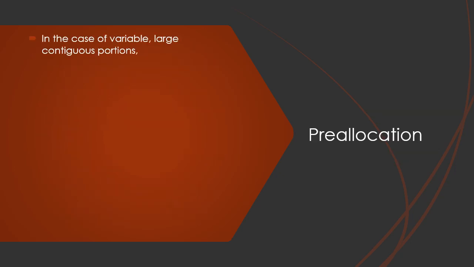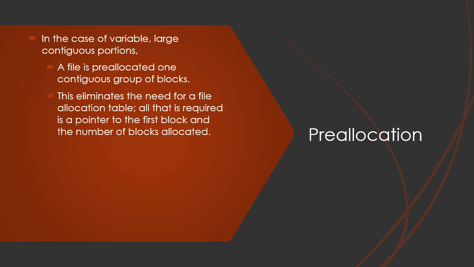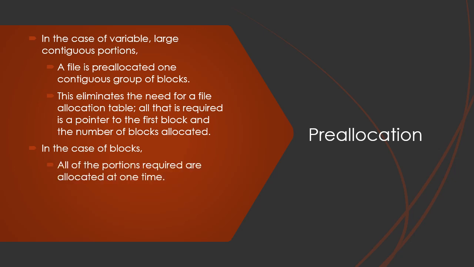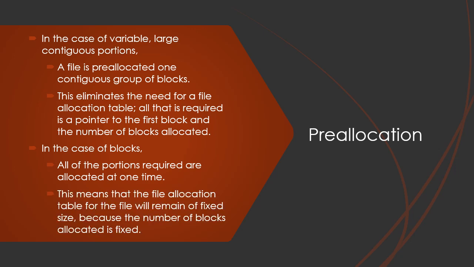Pre-allocation. In the case of variable large contiguous portions, a file is pre-allocated one contiguous group of blocks. This eliminates the need for a file allocation table. All that is required is a pointer to the first block and the number of blocks allocated. In the case of blocks, all of the portions required are allocated at one time. This means that the file allocation table for the file will remain of fixed size because the number of blocks allocated is fixed.